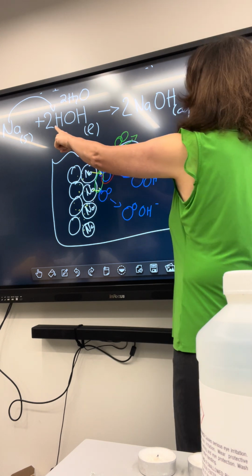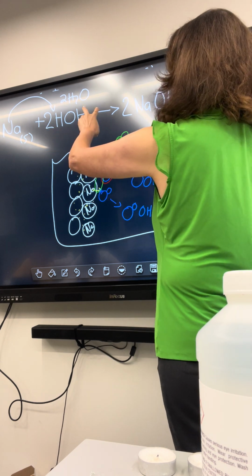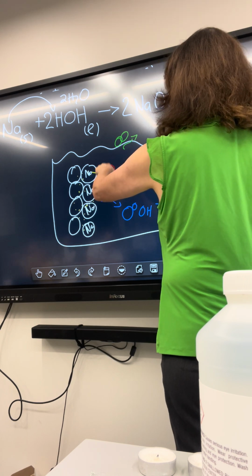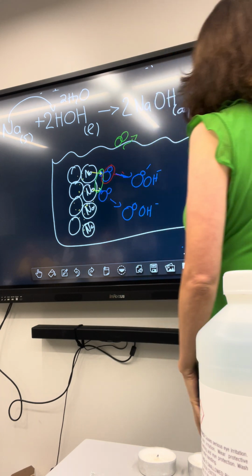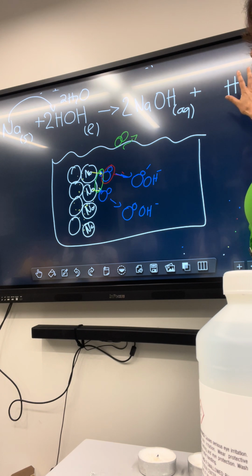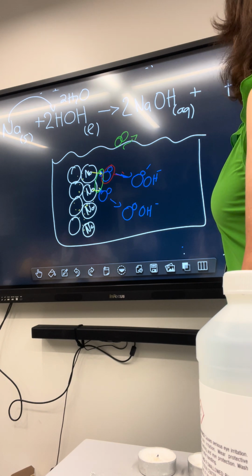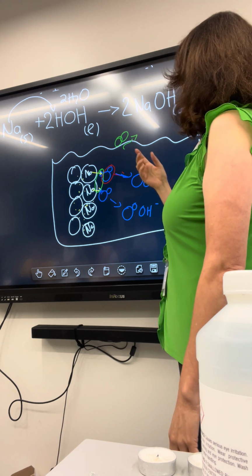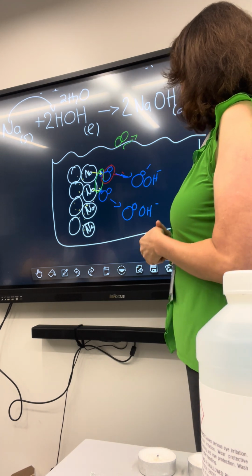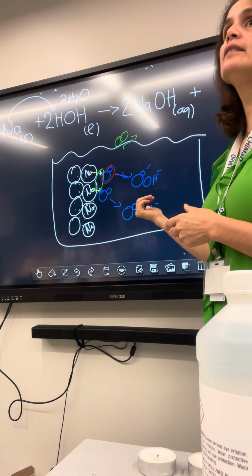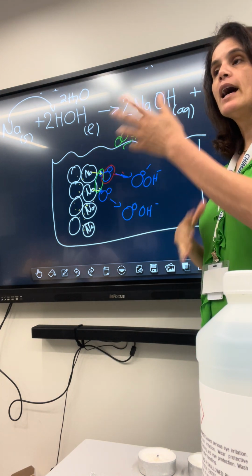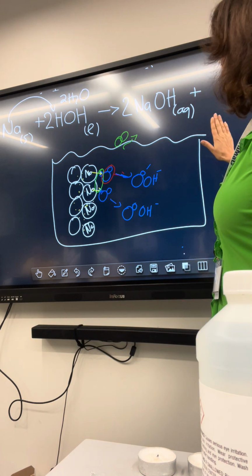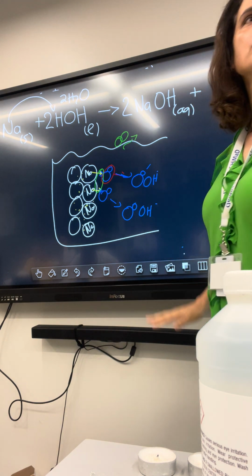For every two sodiums, you put two electrons in the hydrogens in two water molecules, and you end up with one mole, not atom, molecule, one molecule of hydrogen that goes out. This is the hard part, understanding what truly happened. Now, questions on this?